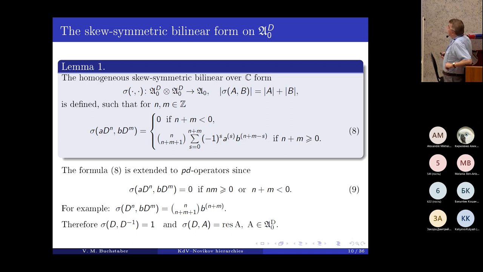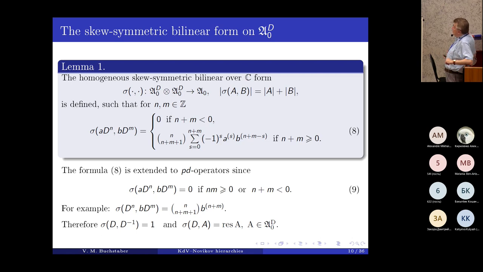But it turns out that on the associative algebra there is a fundamental skew-symmetric bilinear form. You see? It is a homogeneous skew-symmetric bilinear form over C. But what is important? Why is it a skew-symmetric bilinear form? Because the algebra of PD operators is a left module of polynomials. But in general, U0D is not a module of U0D. So it is such a speciality.